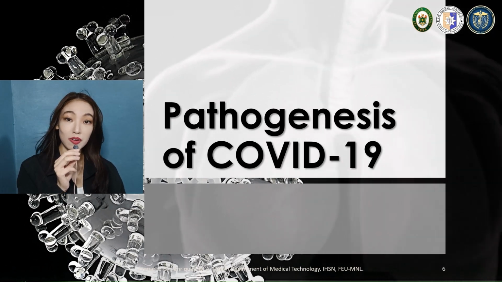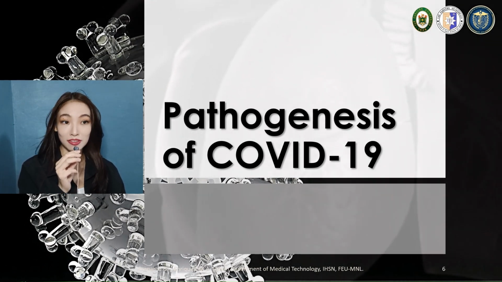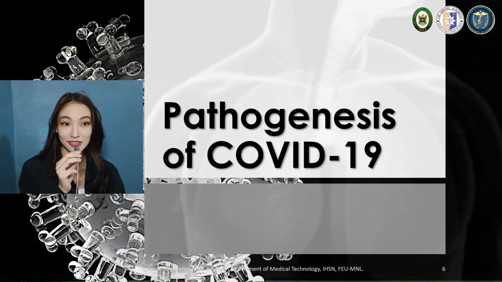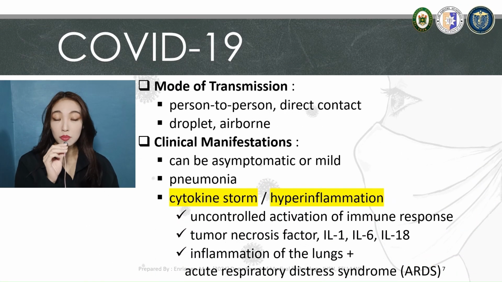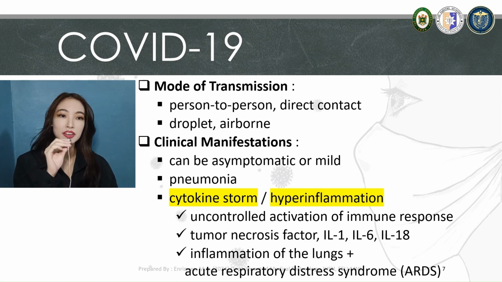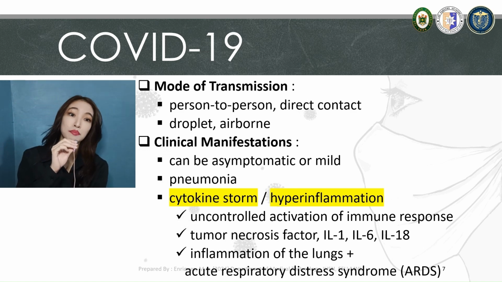Let's now have a very simplified discussion on the pathogenesis of COVID 19. Amongst the general population, the infection can spread from person to person, direct or close contact, and inhalation of contaminated particles.